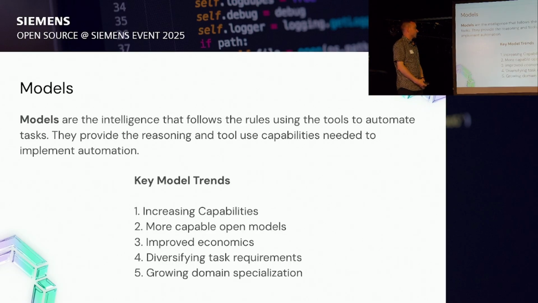And so models are the intelligence that allows you to basically use rules and tools to automate tasks. They give you the reasoning and tool capabilities. What we're seeing in the last, I mean, I've been in this space for a long time, I was one of the first people to use GPT-2, so I've seen the progress. From my point of view, I see 5 key model trends going on. The first one is probably obvious to everyone: the models are getting better and better.